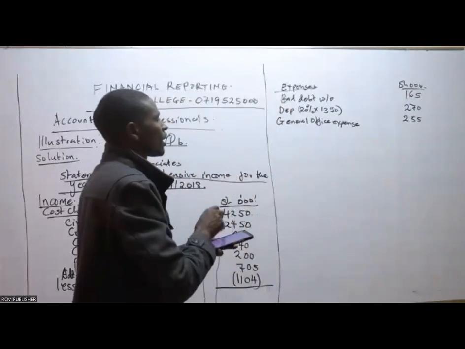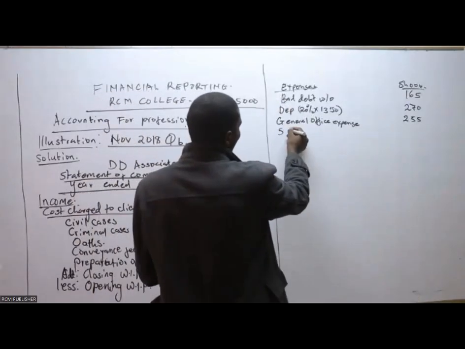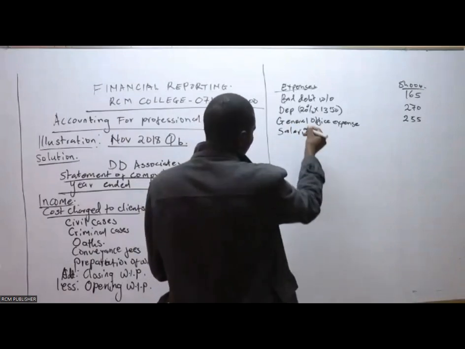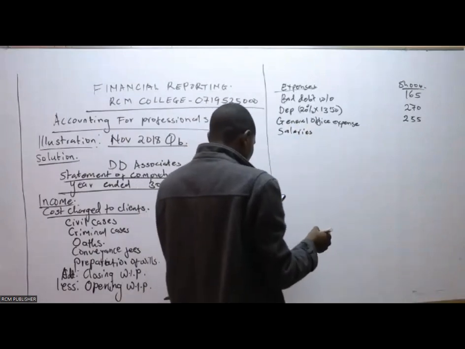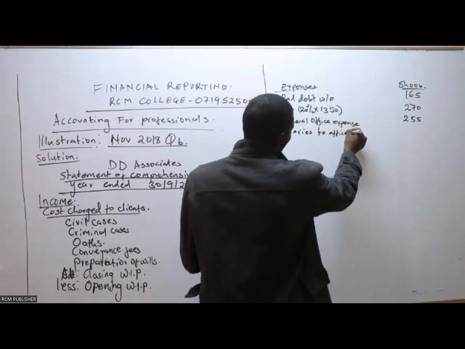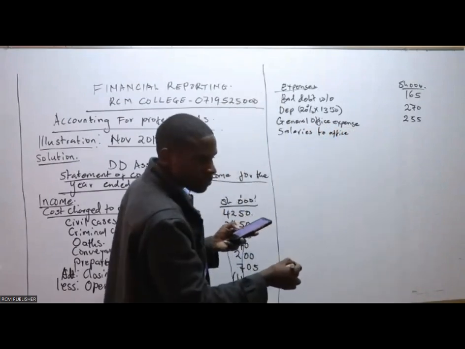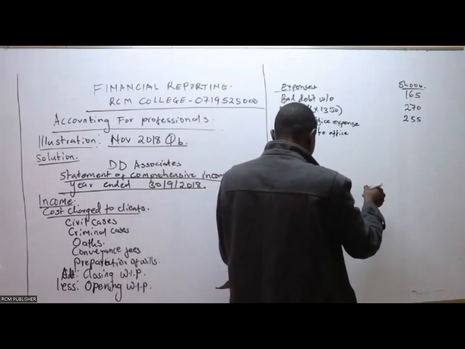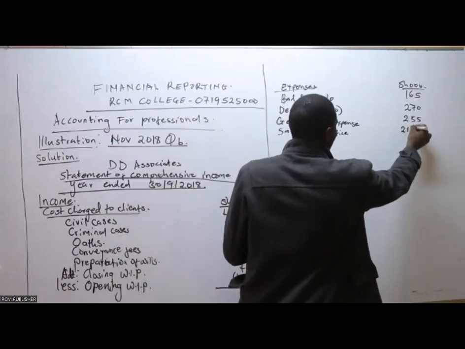Bad debt already taken. Okay, salaries to office staff. How much is that? This question is very interesting. Salaries to office staff. Can you see 21 something? 2160, I'm not wrong. Yes, 2160.